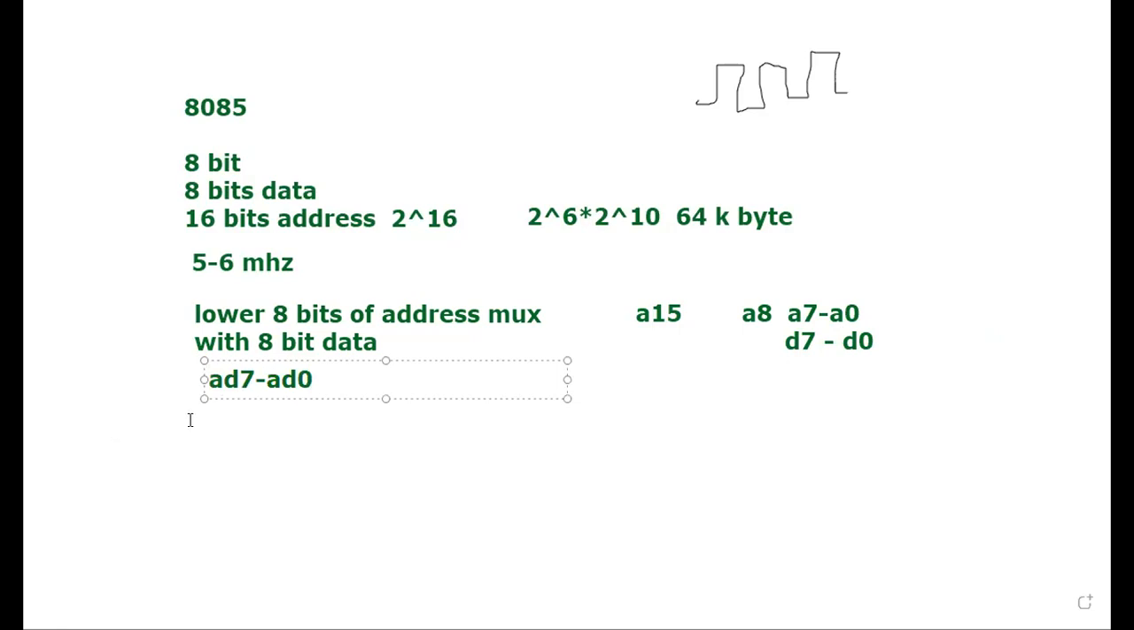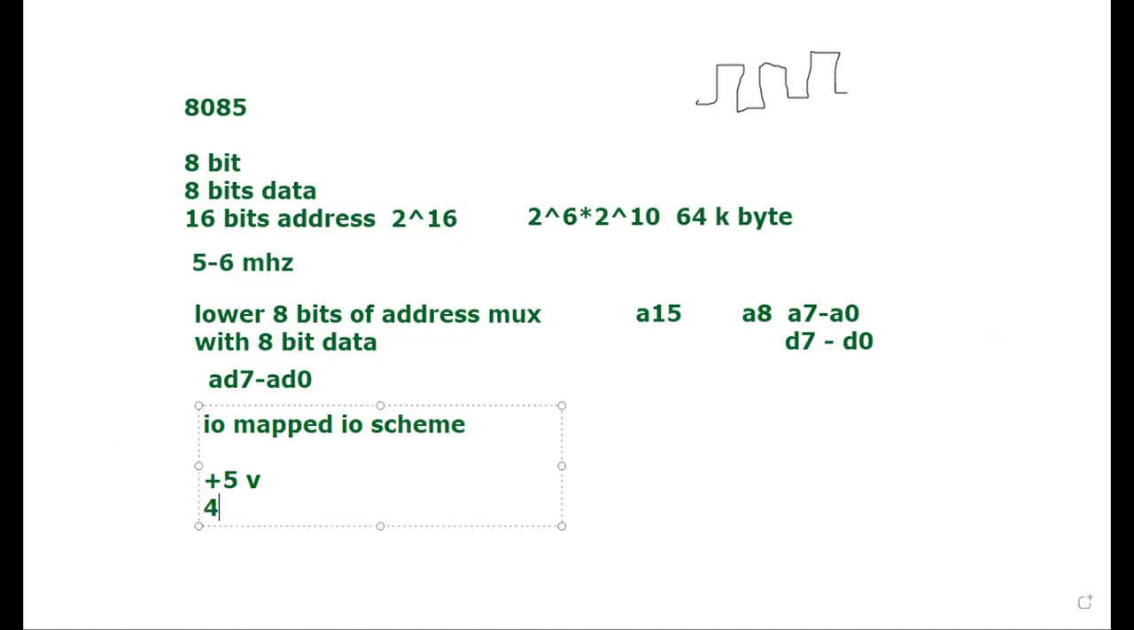Then it uses the IO mapped IO scheme. It needs a plus 5 volt supply. It has a 40 pin dual inline package, DIP, and it has 74 instructions. So these are the main features of your 8085. Got it? Now this is your second question, which they usually ask.